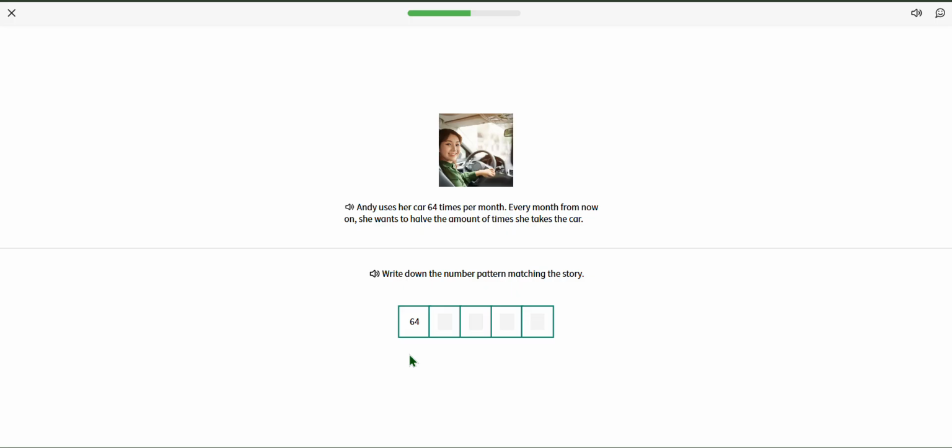Starting at 64, we're going to half that. Half of 64 is 32. Half of 32, I'm going to split this into 2 things. 15, because half of 30 is 15, and then half of 2 is 1. So 15 plus 1 is 16. So half of 32 is 16. Half of 16 is 8, and then half of 8 is 4.